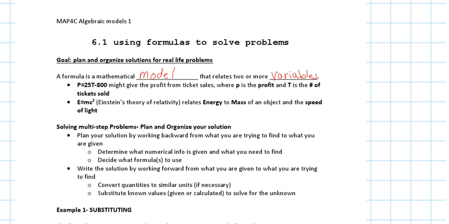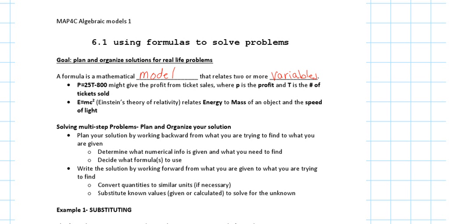Then we have Einstein's theory of relativity, the very famous formula, E equals mc squared, where E is the energy, m is the mass, and c is the speed of light, right? Technically speaking, you have three variables, three letters, but c is a known value, so it's a constant. So technically, I have two variables, the energy and mass.